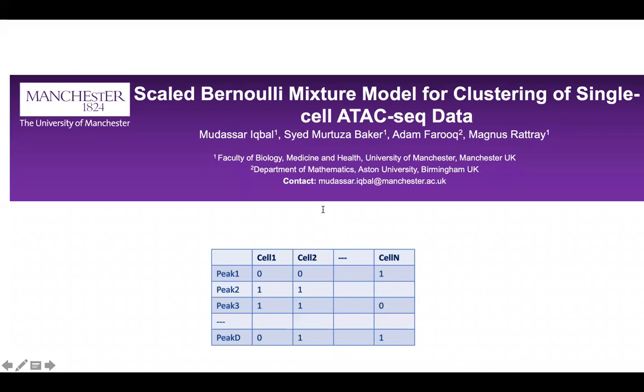My name is Mudassar Iqbal, and on behalf of my co-authors, I will present a quick introduction to our new clustering method for single-cell ATAC-seq data, which explicitly models the sequencing depth of individual cells. Single-cell and single-nucleus ATAC-seq data is now commonly used to study chromatin accessibility genome-wide, and the resulting peaks by cell matrix is typically very high dimensional, sparse, and essentially binary.